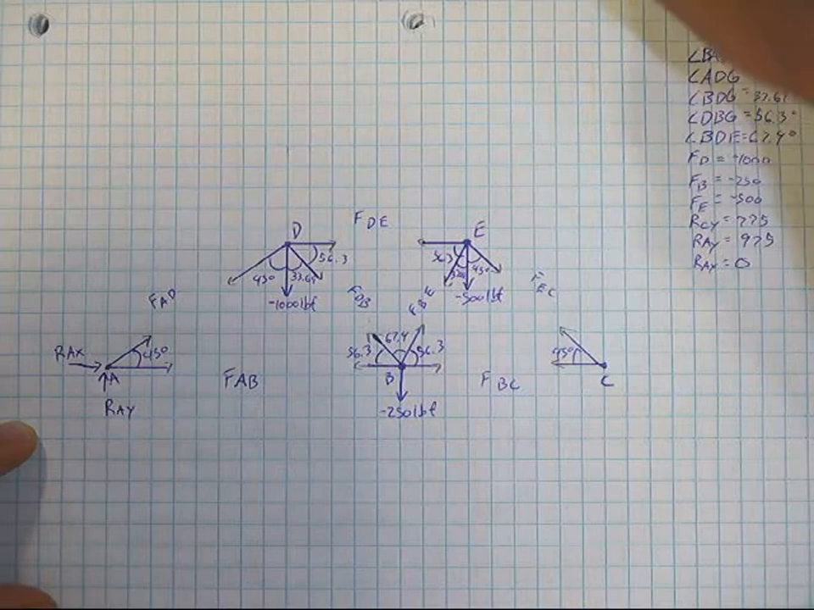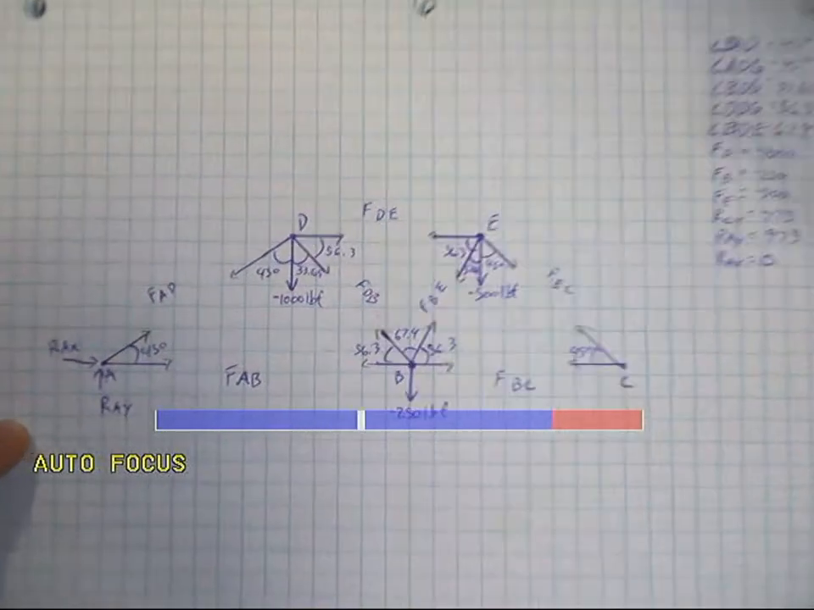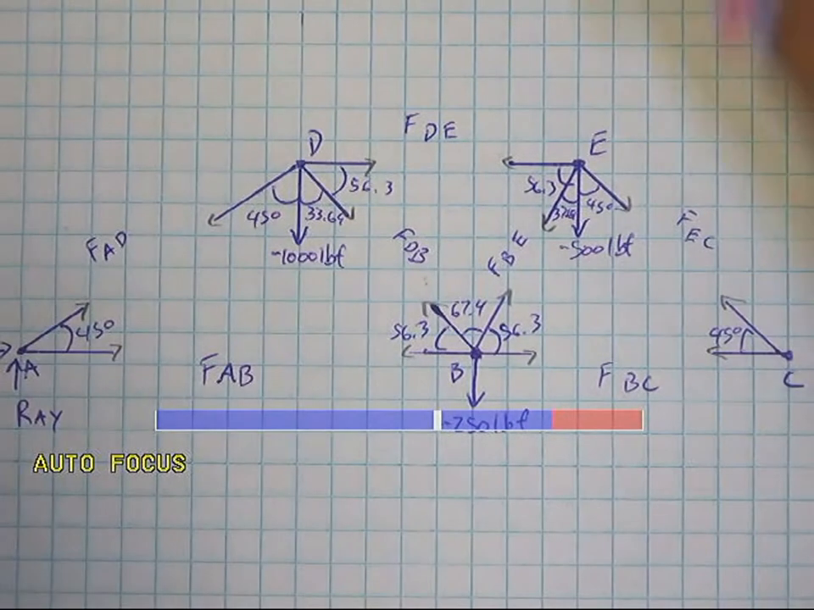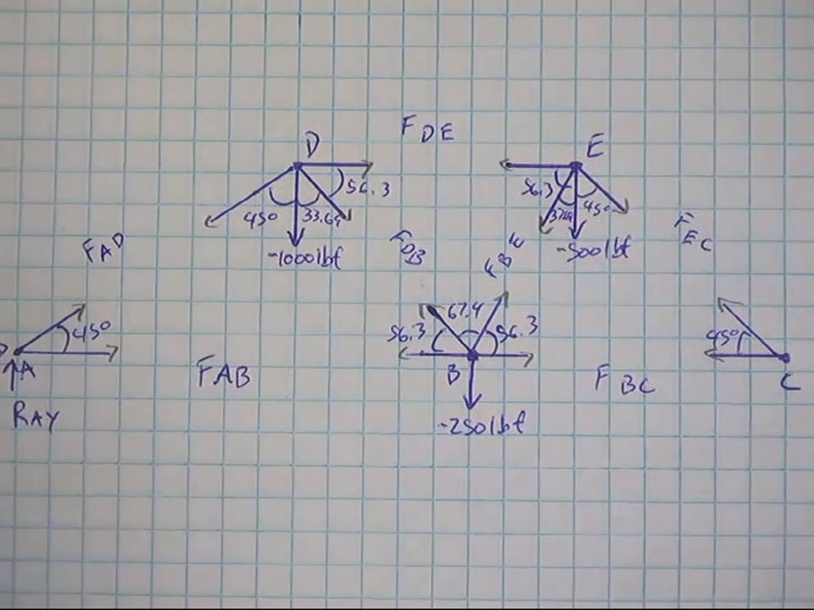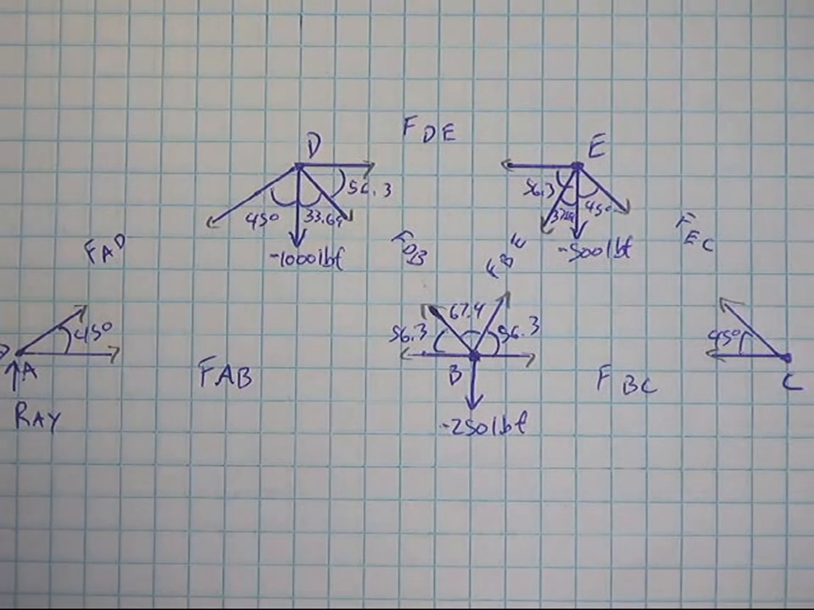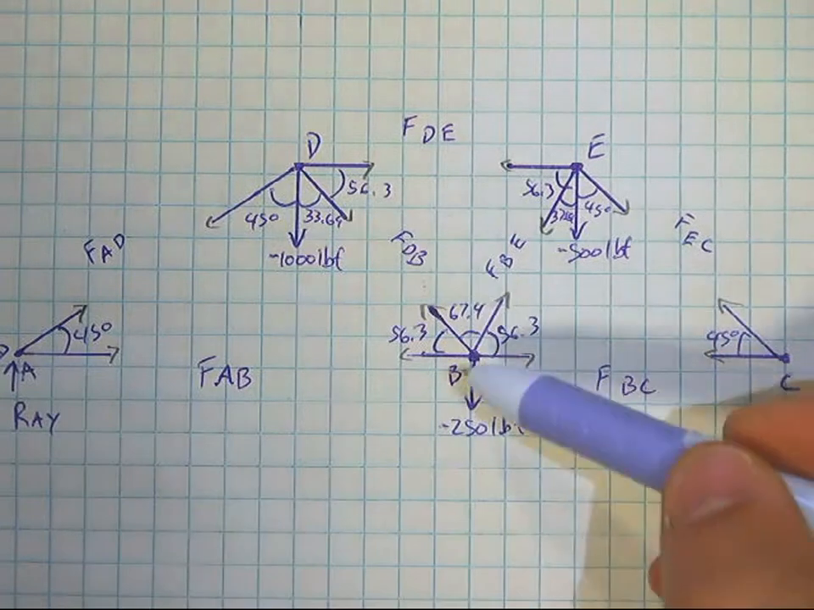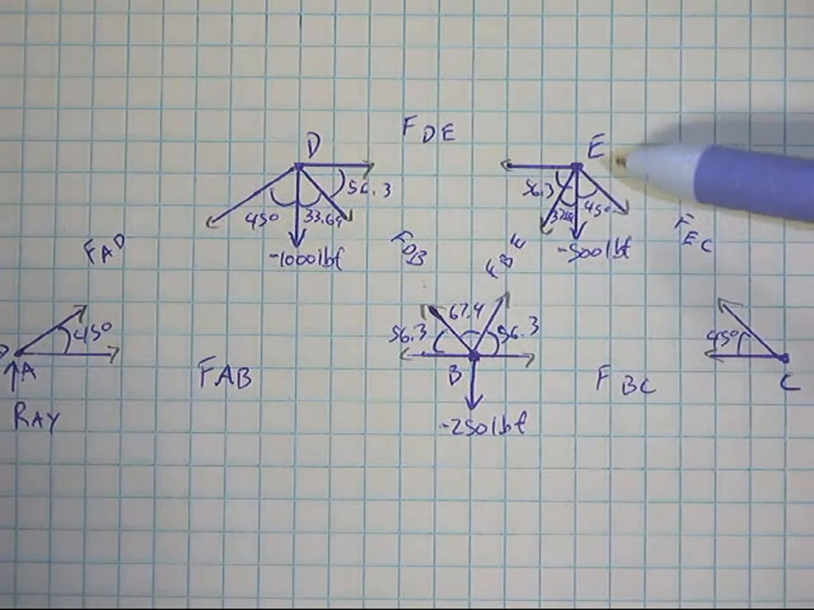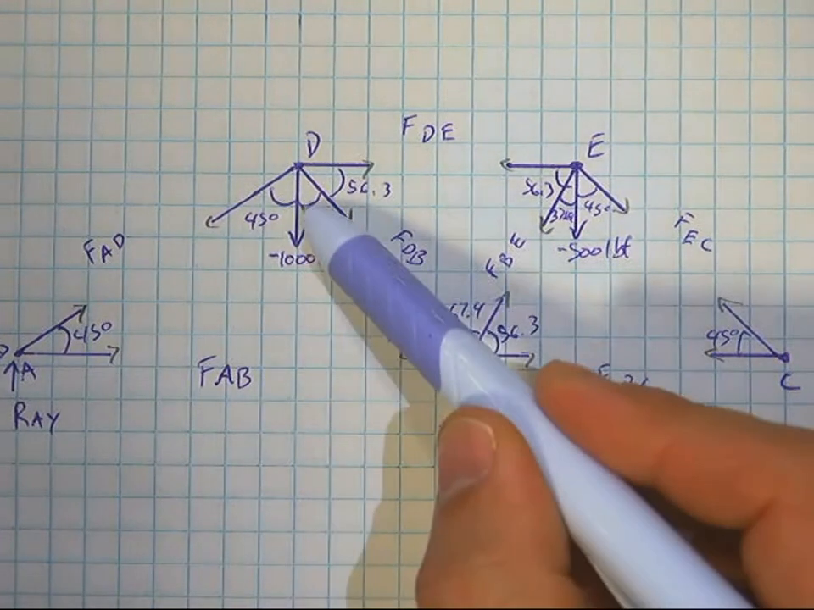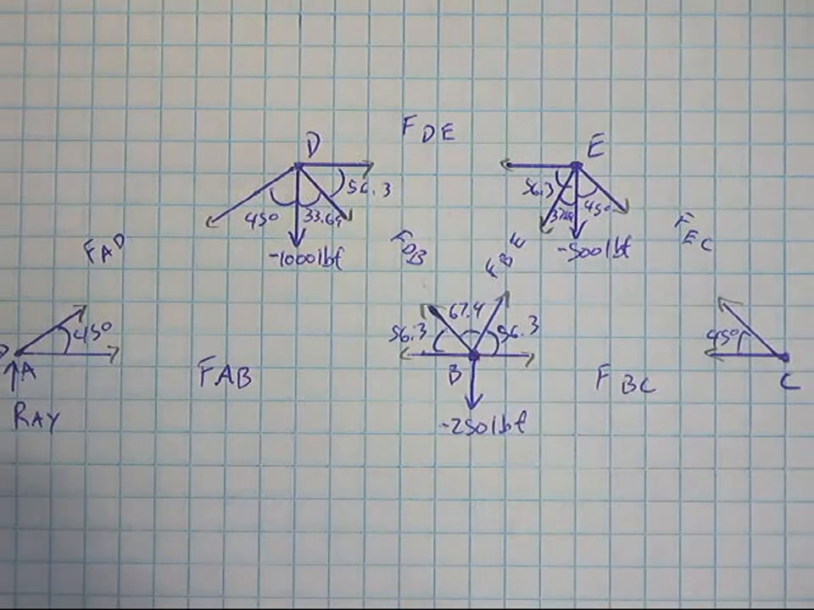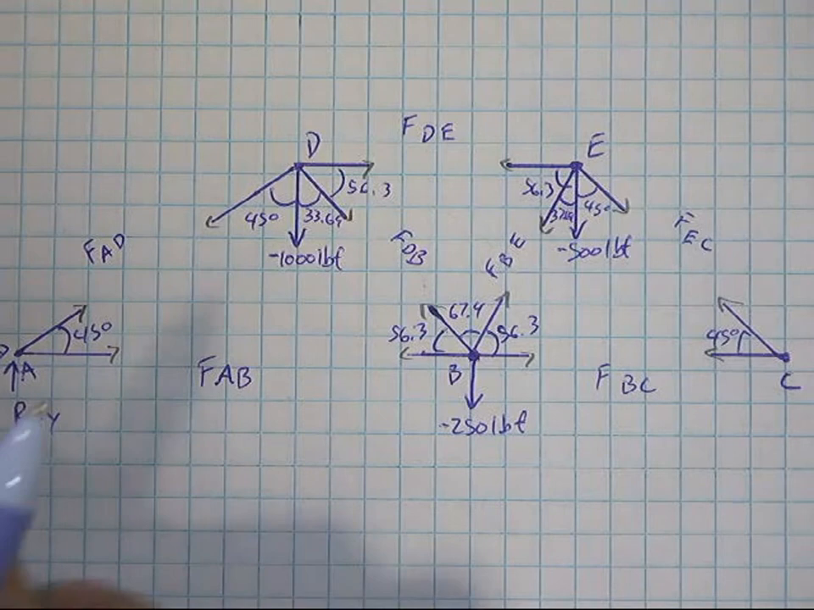So what I have here is all of the angles and all of the forces in one drawing around each point, or each joint. Basically we have A, B, C, D, and E. I've labeled everything I need to draw a free body diagram of each individual point.